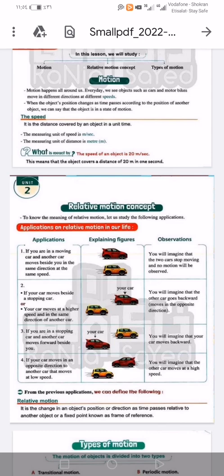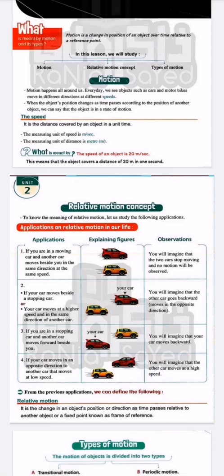Application number 2: if your car moves beside a stopping car, you will see that the other car goes backward, moving in the opposite direction. Application number 3: if you are in a stopping car and another car moves forward beside you, you will imagine that your car moves backward.